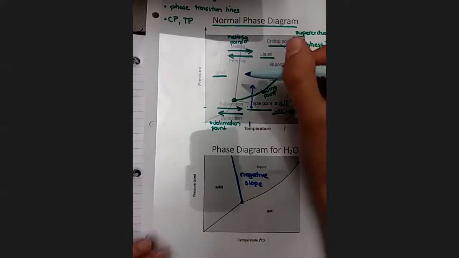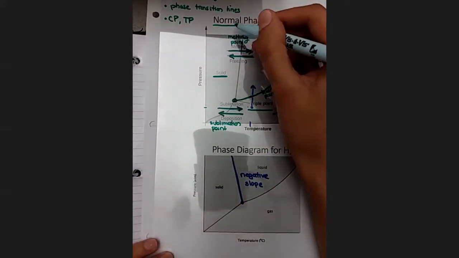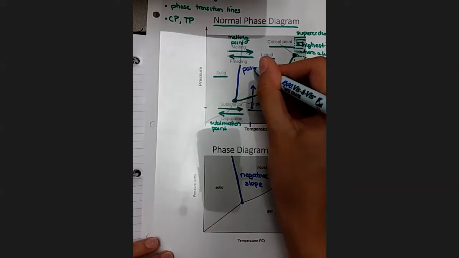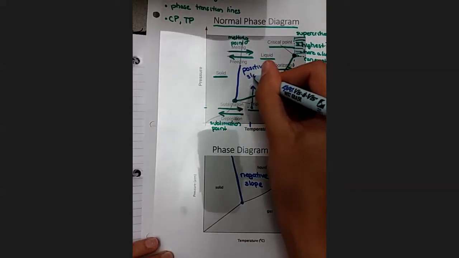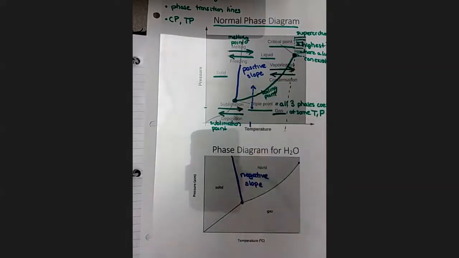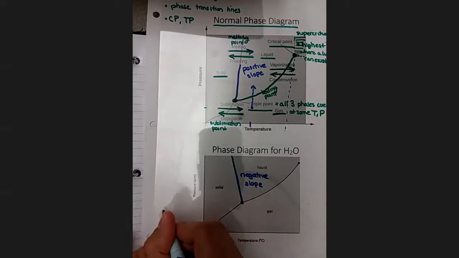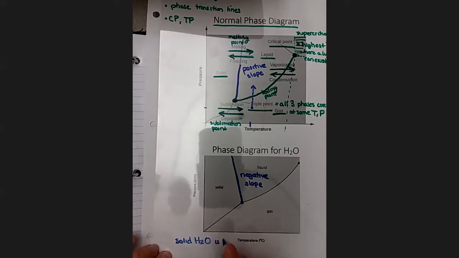And if we look at the same line up here on the quote unquote normal phase diagram, that line has a positive slope. Now this may not seem like a huge difference, but I can assure you that it is. It's a very important one. So let's think about what the significance of the slope difference of this line is. This slope difference is about density. So this means that solid water is less dense than liquid water.